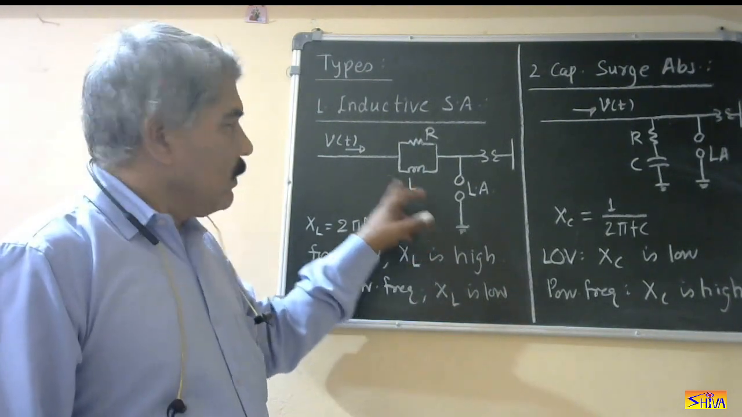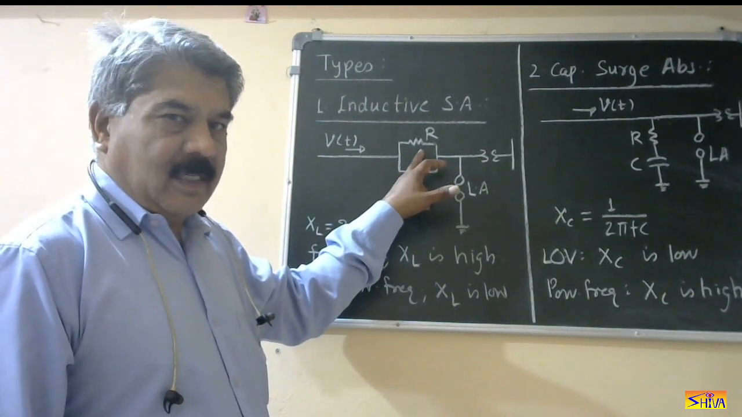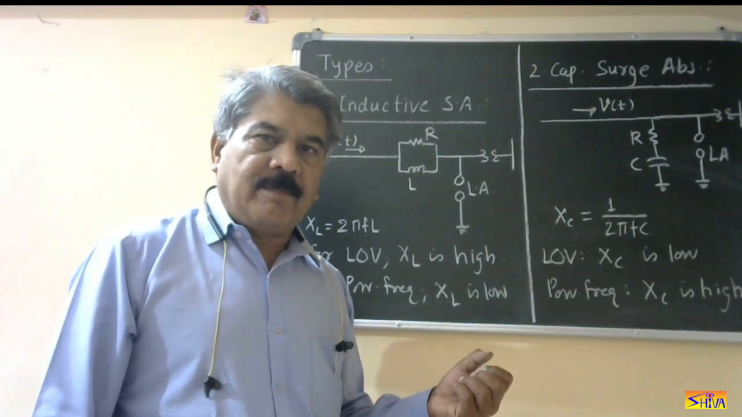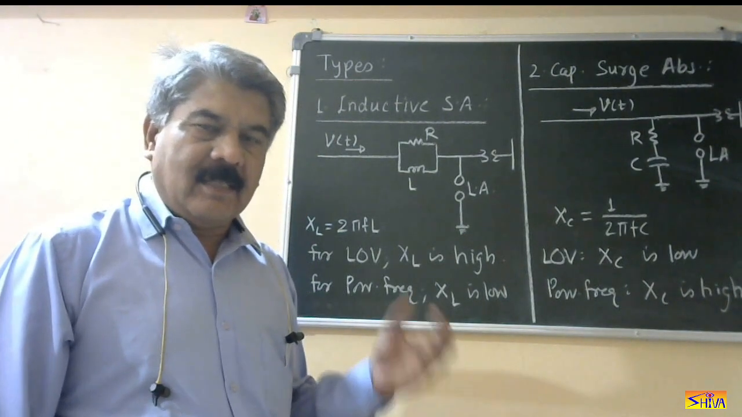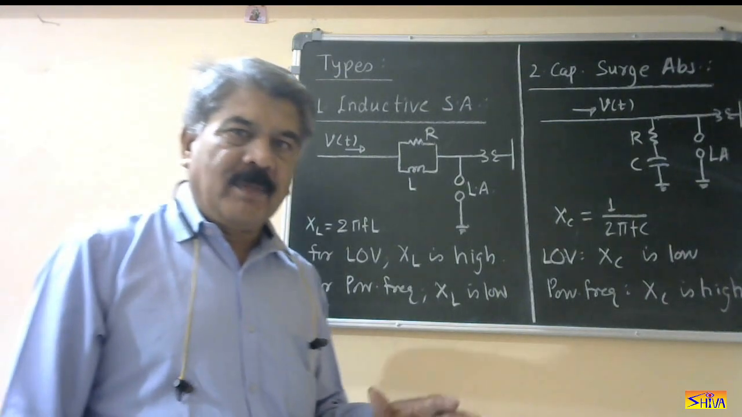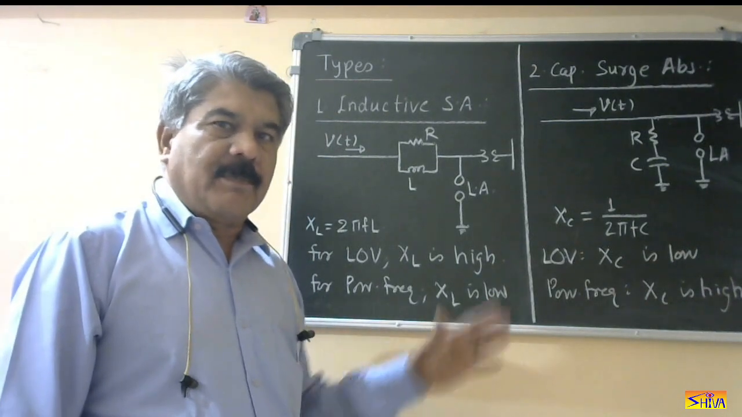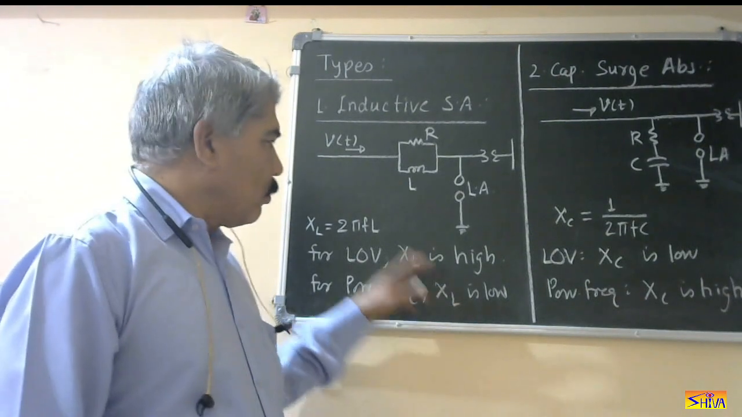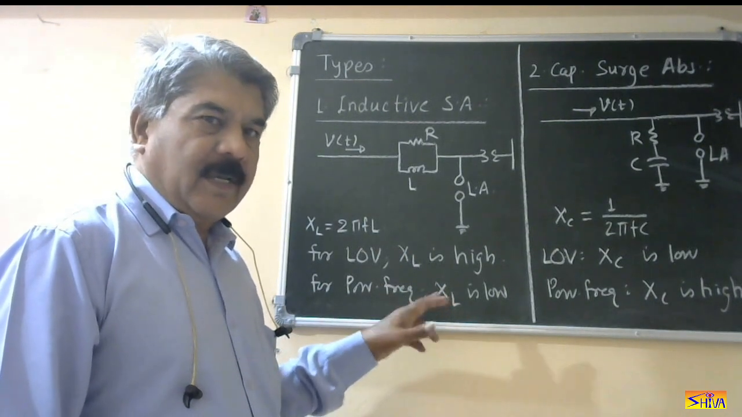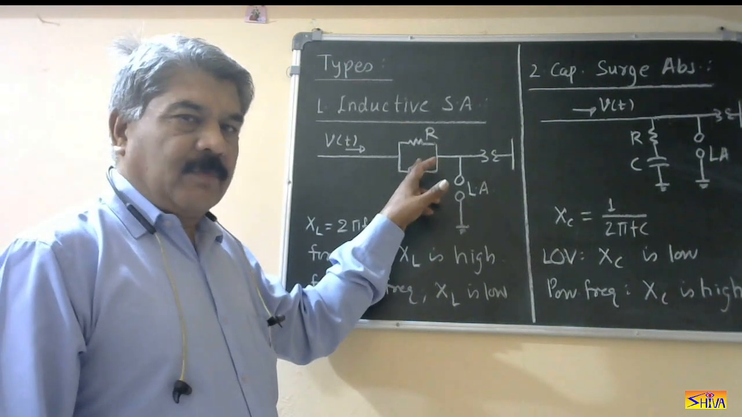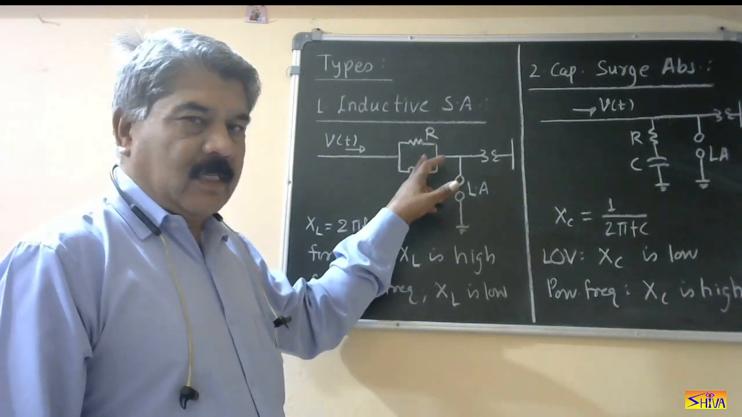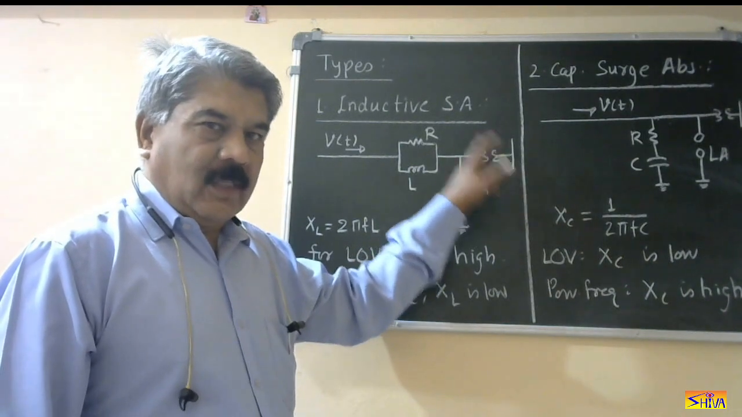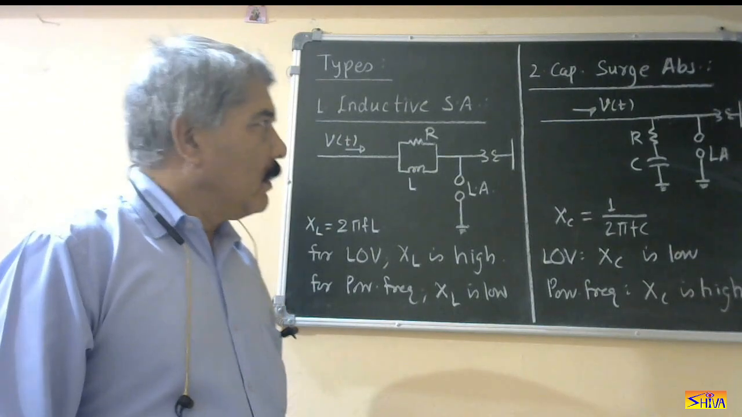So what will happen? This surge will pass through the resistance, and this resistance will absorb some of the energy of the lightning over voltage. Hence, it reduces not only the amplitude but also the stiffness of the wave. But if it is power frequency, XL is low. Frequency is 50 Hz only. So XL is low, and the power frequency components will not pass through the resistor. They will pass through XL and go to the load. In this way, it works.